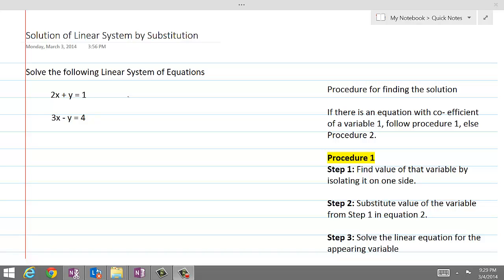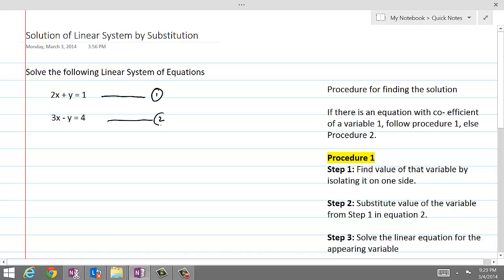Here we have at least one variable with the coefficient 1. So if we name the first equation as equation number 1 and the second equation as equation number 2, we should be using the equation in which the variable with coefficient 1 is available. Here, the variable y has coefficient 1 in equation 1 as well as minus 1 in equation 2, so we can use either one of them. Let's use equation 1.